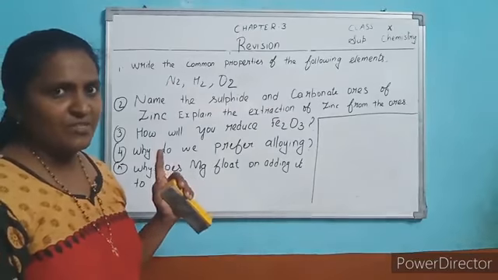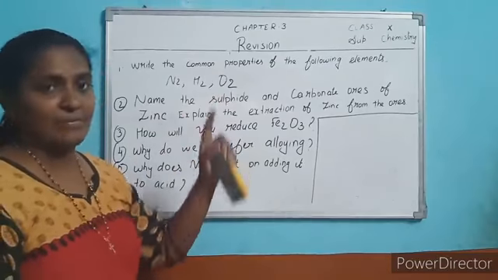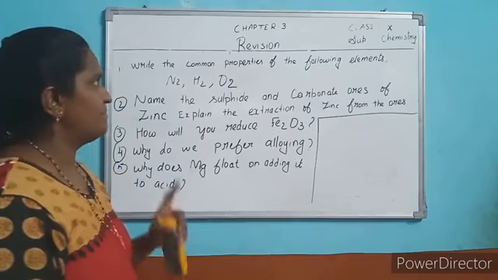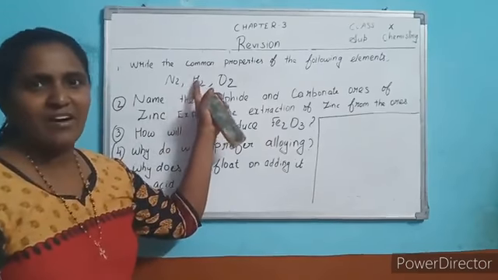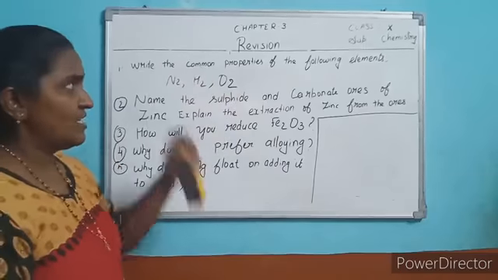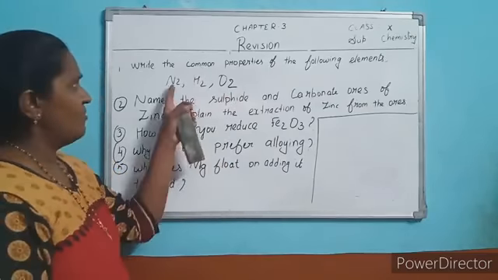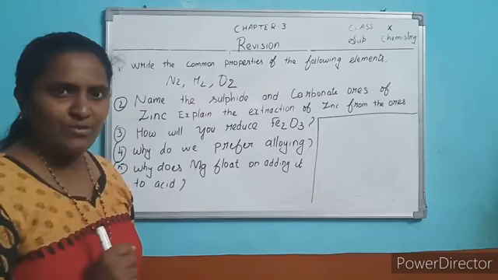Good morning, children. Today we go for revision of chapter three, that is metals and non-metals. The first question is: some elements are mentioned. The question is, write the common properties of those elements. Look at this. These are non-metals. So what properties do you write?